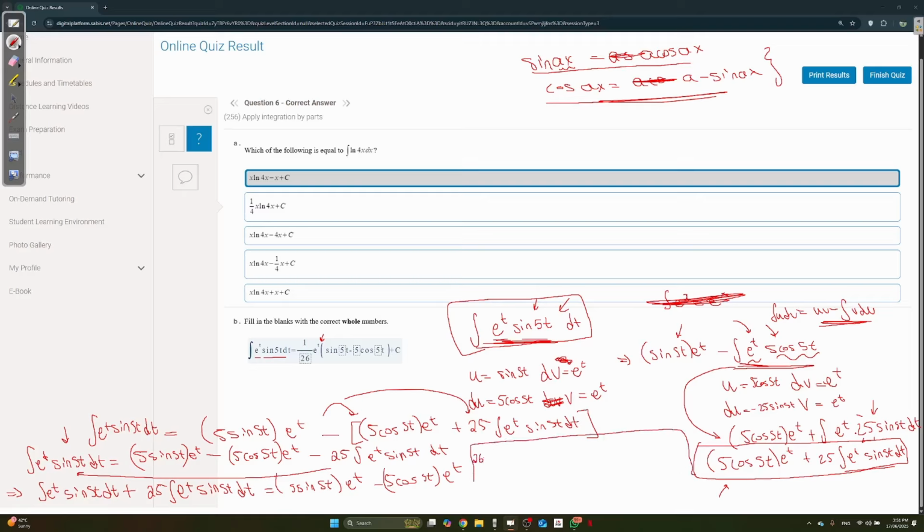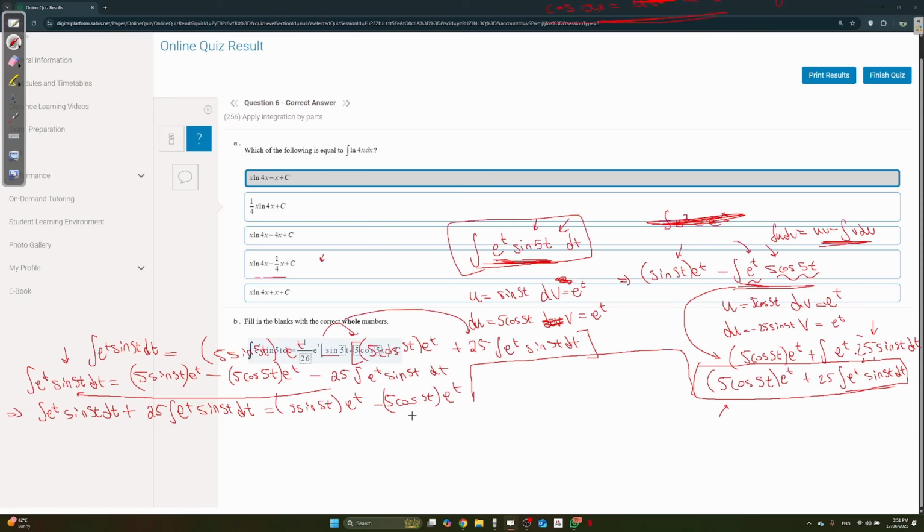Sorry, it's going to become 26. I'm going to take this up, if that's fine. 26. This one, you can say this is 1 integral e to the t, this is 25 integral e to the t. So it's going to become 26 integral e to the t sine 5t dt equals 5 sine 5t e to the t minus 5 cosine 5t e to the t.